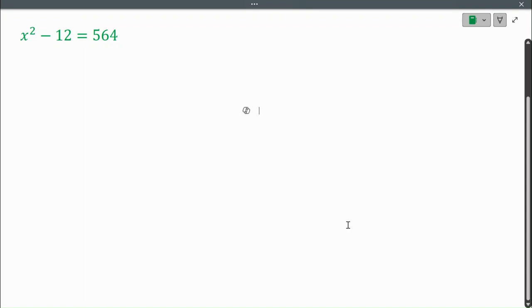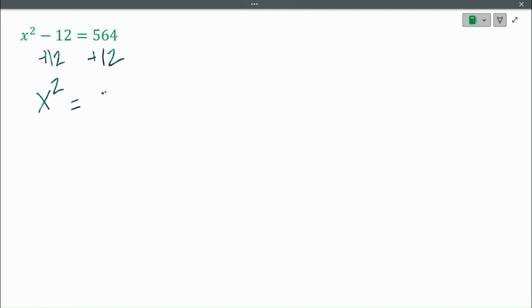On to problem 2, same idea. We're trying to get x squared by itself here. So I'm going to do that by adding 12 to both sides. When I do that, I get x squared equals 576. My next step is to take the square root of both sides. Remember, the square root is the opposite of squaring, so that leaves me with x, which is my goal. And when I do that, I end up getting the square root of 576, which is plus or minus 24.